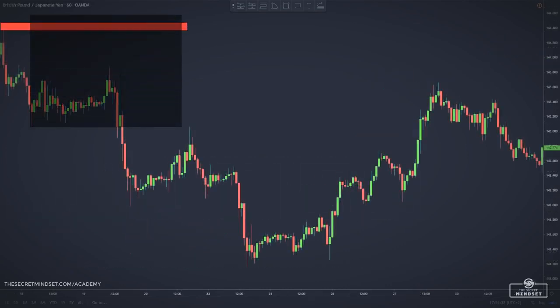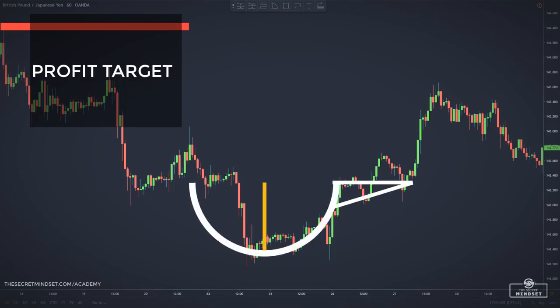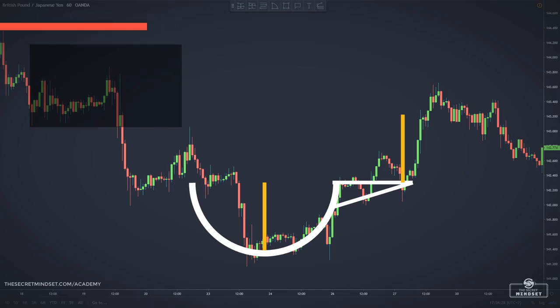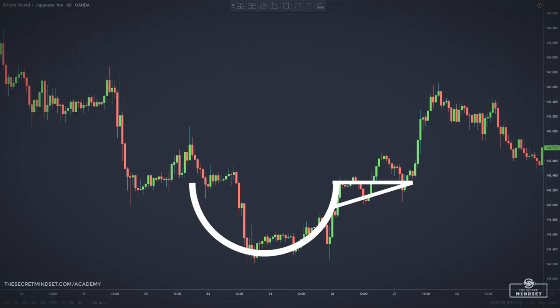Picking a target or an exit point is easy. Whatever the height of the cup is, add that height to the breakout point of the handle. You have to plot a horizontal line above the handle's highest level. The distance of this line from the bottom of the cup is the size of the up movement that will occur after the handle resistance breakout.